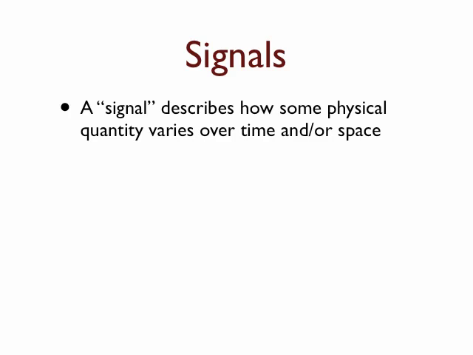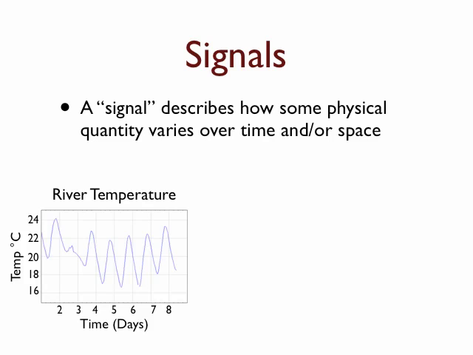To begin, a signal describes how some physical quantity varies over time or space. For example, in this graph, we're depicting the temperature of a river over the course of several days, and you can see that the temperature of the river rises and falls each day, most likely with the ambient sunlight and the air temperature surrounding it.